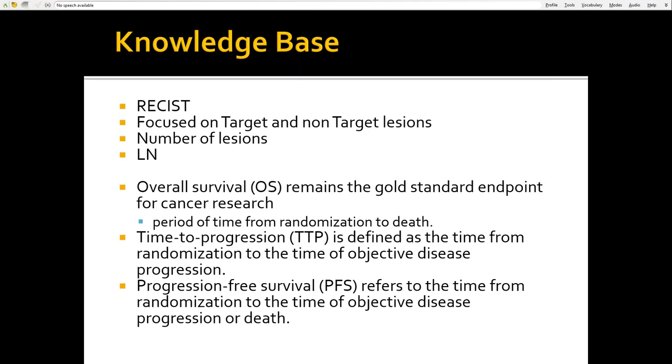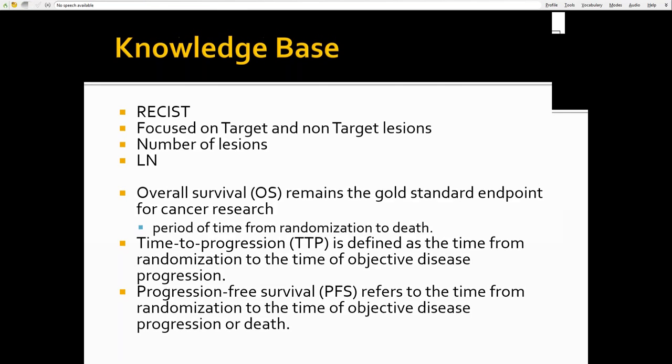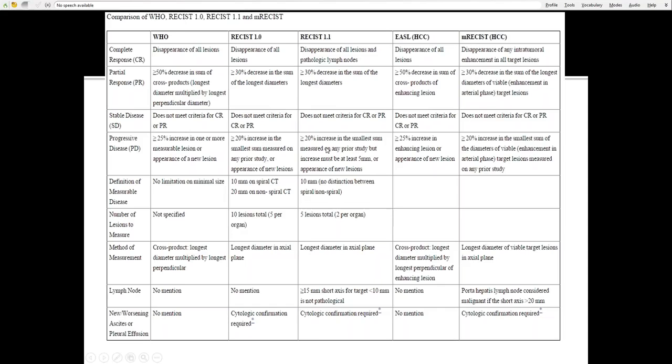And progression-free survival, which is the time from the randomization up to the time of the objective disease progression or overall death. How long does the patient stay well during that particular time? So all these things are crucial to analyzing the literature that we have. I know this is a busy slide, but it basically gives you a list of different criteria that people might use to evaluate tumors before treatment, after treatment.